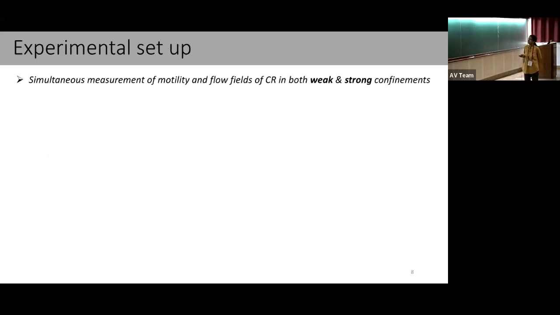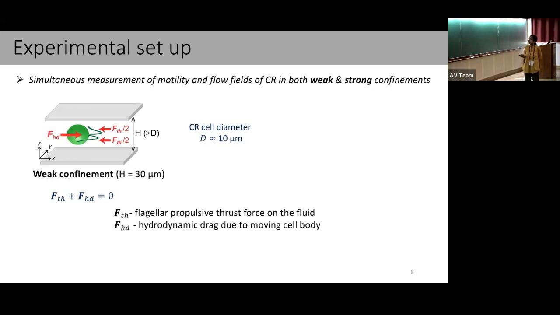we found something different. We measured simultaneously the motility and the flow fields. The force balance that you would expect is that in a weak confinement, where the cell diameter is about 10 micron, we prepared chambers where the height was about 30 micron, so the cell was unconfined in the XY plane. There's confinement only in one direction, and here it behaves more or less like the bulk, where the thrust forces of the flagella balance the hydrodynamic drag experienced by the cell body.